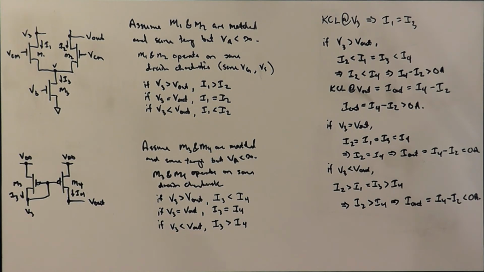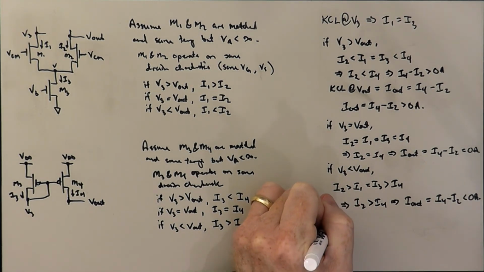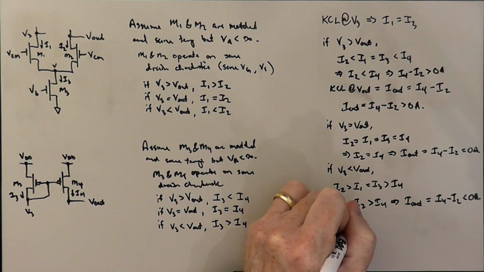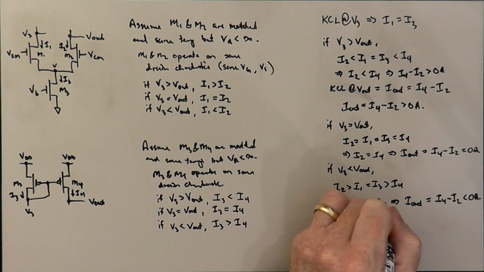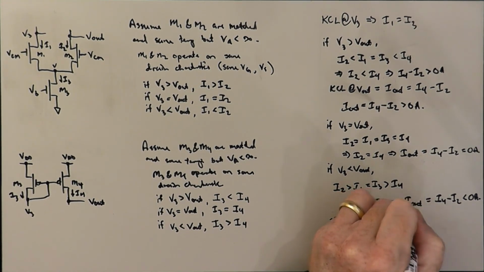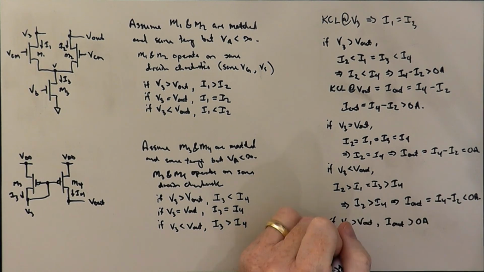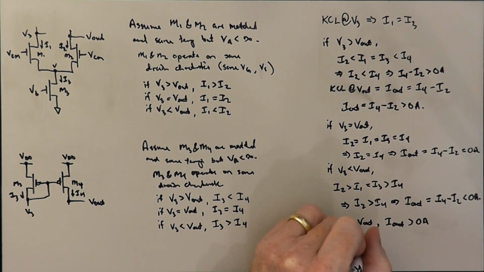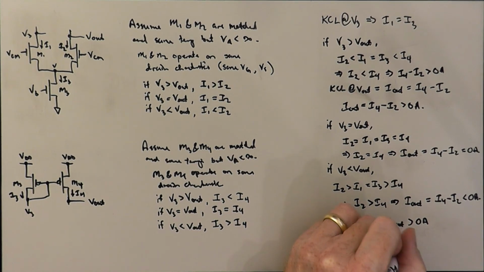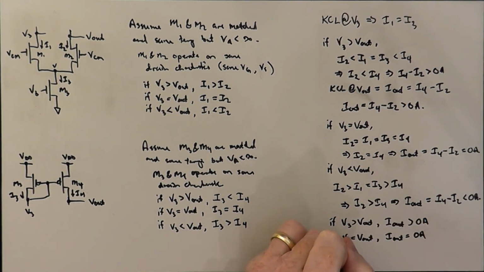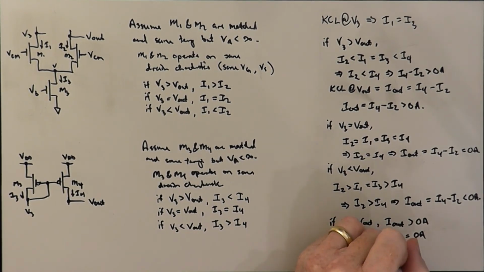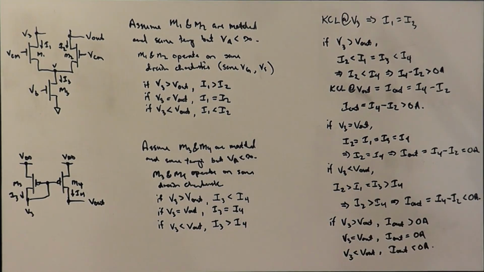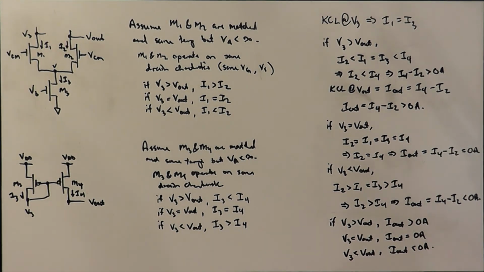So combining these things, if V3 is greater than V out, then I out is greater than 0. It's positive. If V3 equals V out, I out equals 0. And if V3 is less than V out, then I out is less than 0. It's negative.